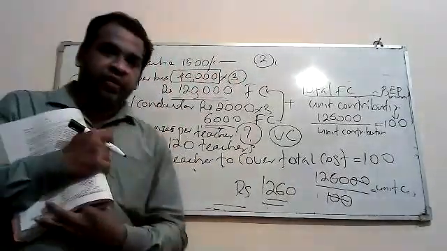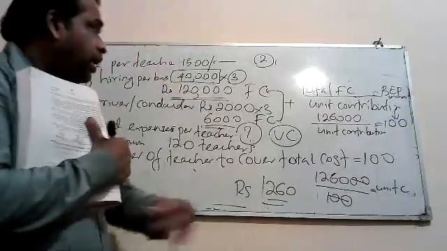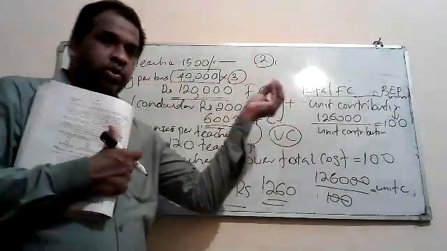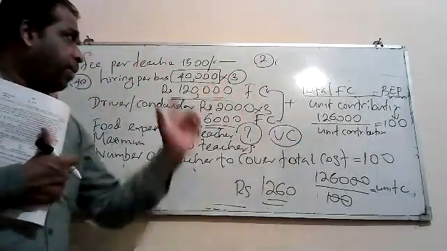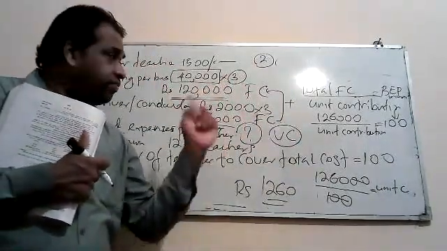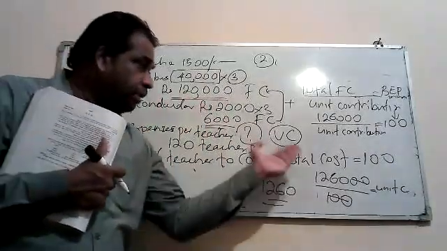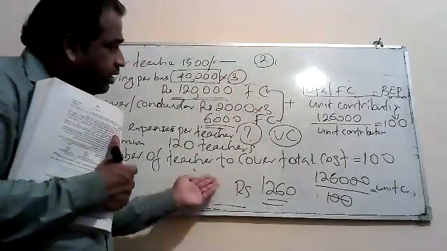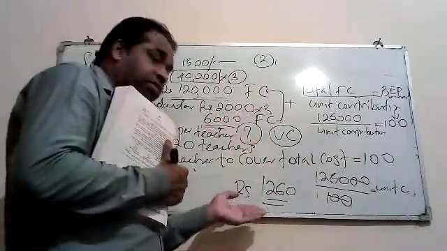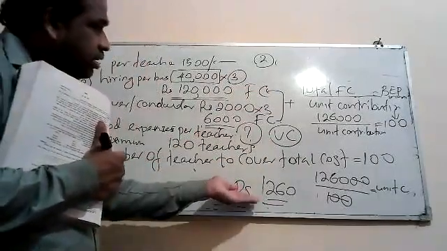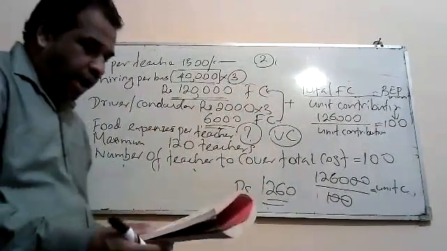Normally you can find unit contribution easily by deducting VC from the selling price, or the amount you are going to charge from one teacher. But in this question, you can't easily find VC. Therefore, we have to use the given information to find contribution in another manner. That's also good, right? Then we found unit contribution as 1,260. That is the answer for part 2.